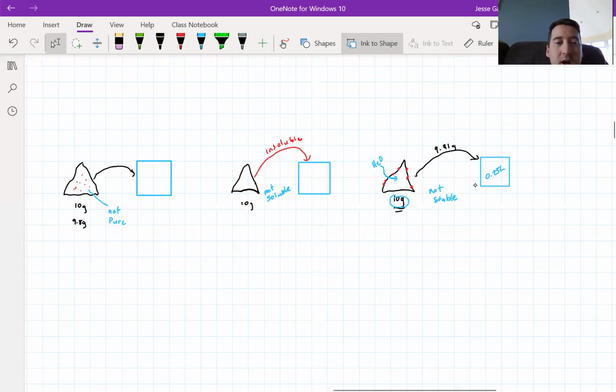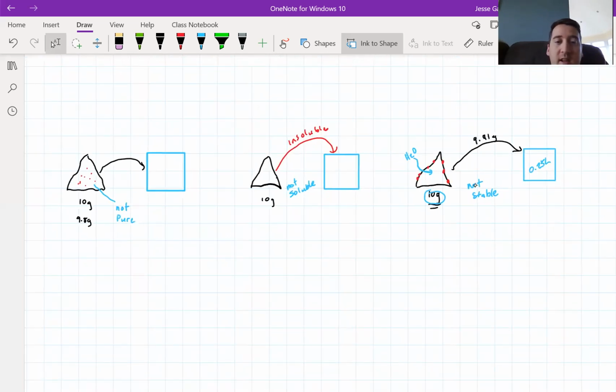Now, substances that are not like these three things, that are perfect and they don't react, they are stable, they are soluble, they are solids, so we can easily measure them. We call these things primary standards. Primary standards are substances which are pure, soluble, and stable. And we can use them to make standard solutions.